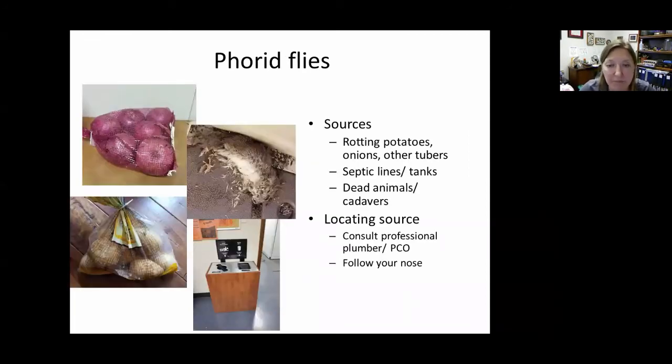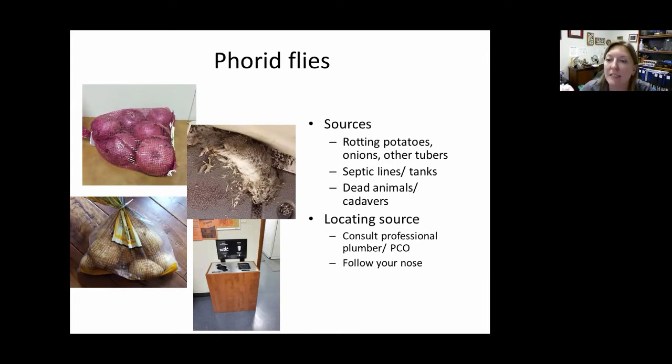So sources here are going to be things like rotting potatoes or onions or other sorts of bulbs or tubers that you may have. I remember when I was in college one time, I had a massive phorid fly problem in my apartment. And I know that's horrible that an entomologist would have a big problem, but I discovered a bag of potatoes that I had forgotten even existed. They were to the point of liquefying. They were in a drawer, and when I opened the drawer, phorid flies came out everywhere. Once I got rid of the potatoes, the flies went away, which was fantastic, but the smell was absolutely disgusting.